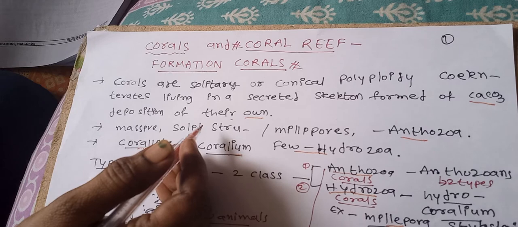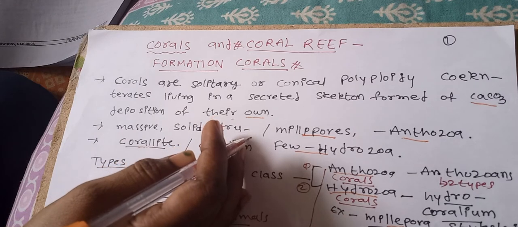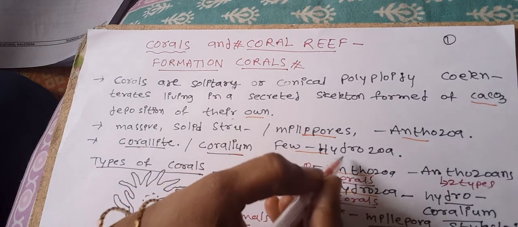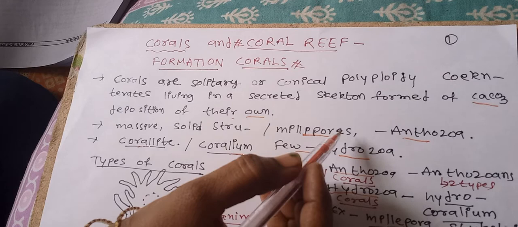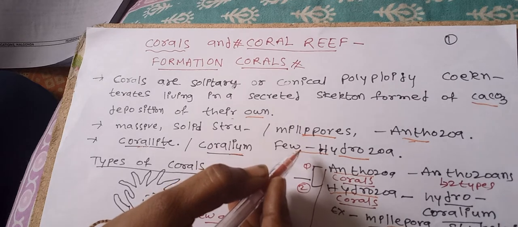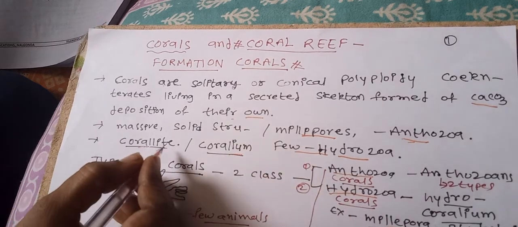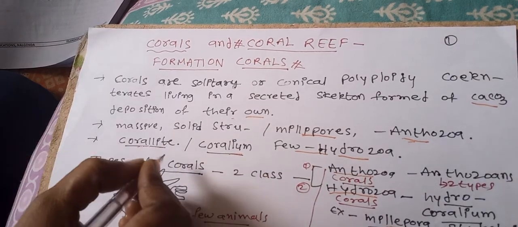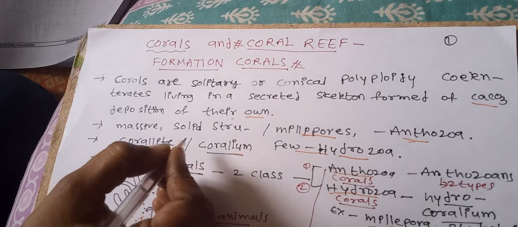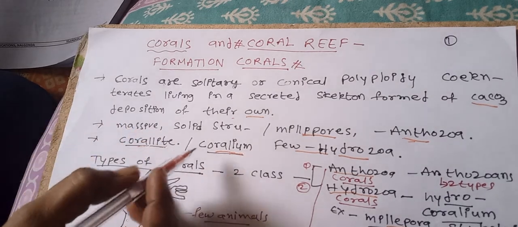staghorn or pepper, which are called Millepora. Most of the corals belong to the class Anthozoa and few to the class Hydrozoa. Very important. The coral of each polyp is called corallite. And thousands of corallites fuse together to form a large coral layer.